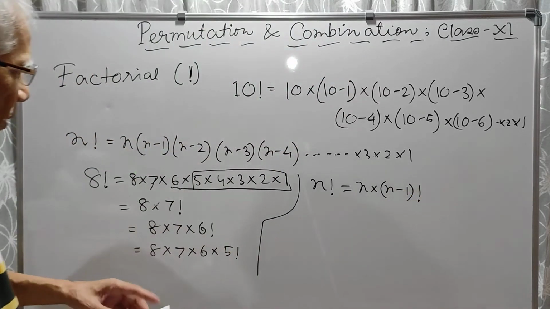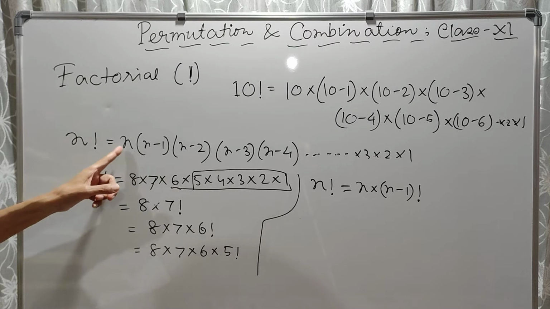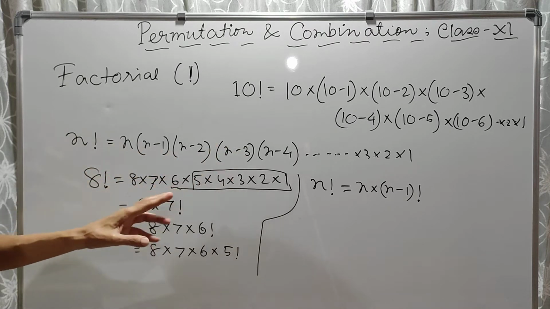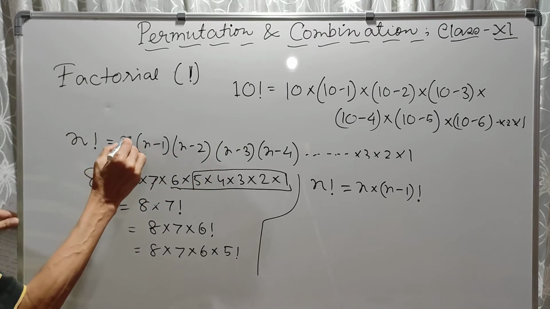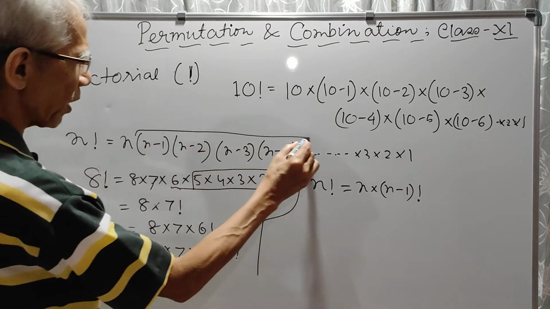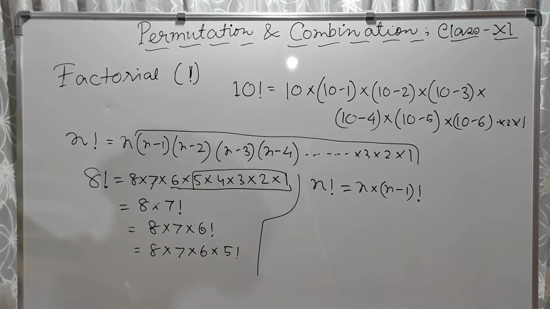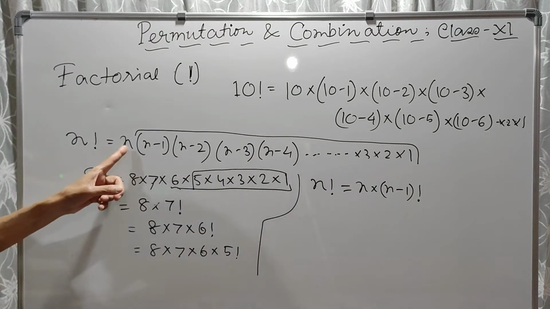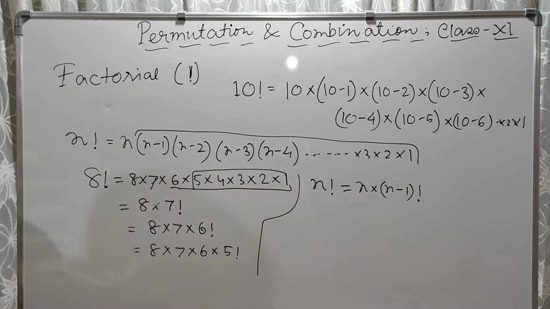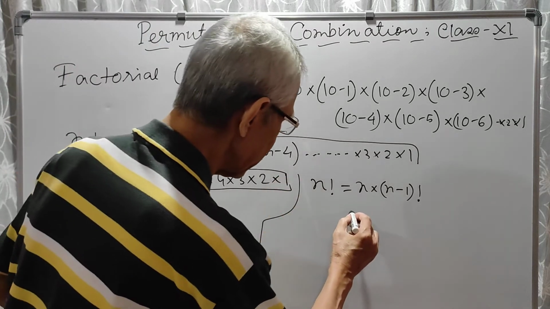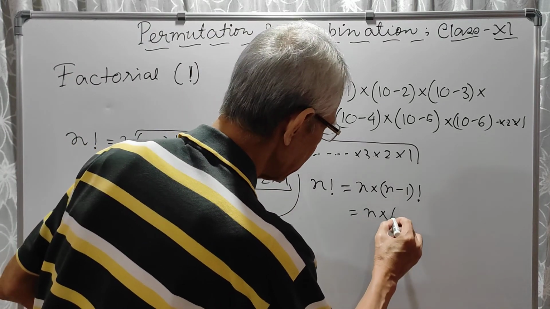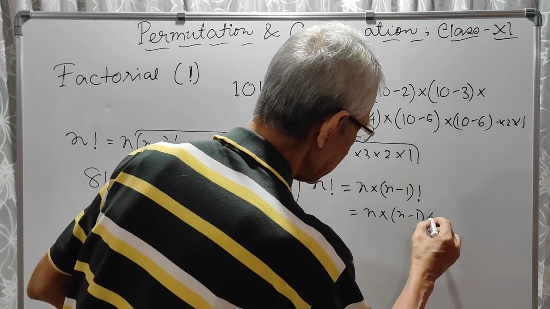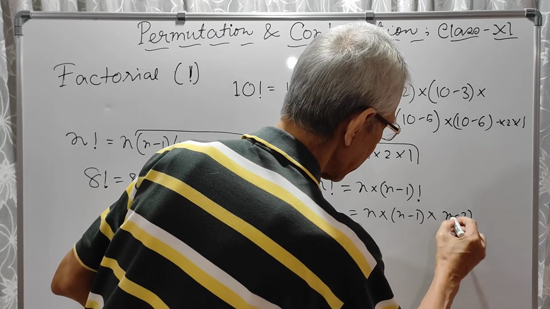Yes, you see, n factorial is n into n minus 1 into n minus 2, etc. So from here, if we take this part, what will it be? n minus 1 factorial. So n into n minus 1 factorial. So this also can be written as n into n minus 1 into n minus 2 factorial.